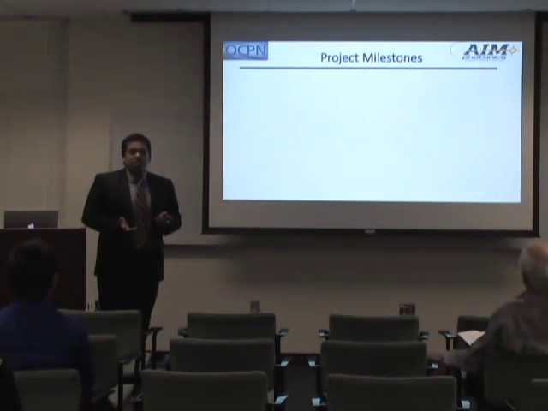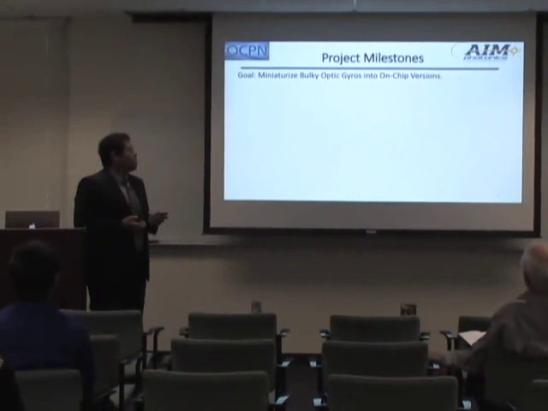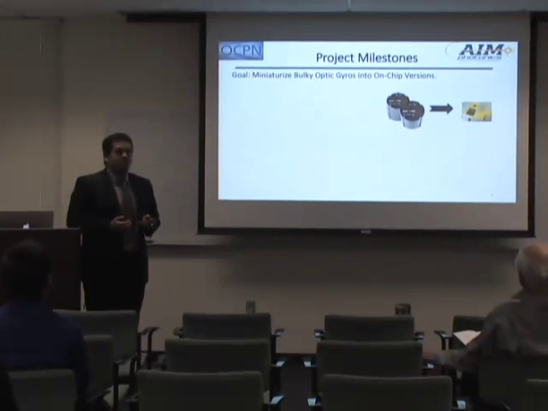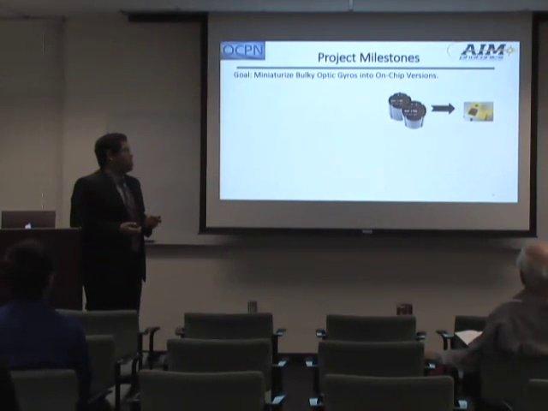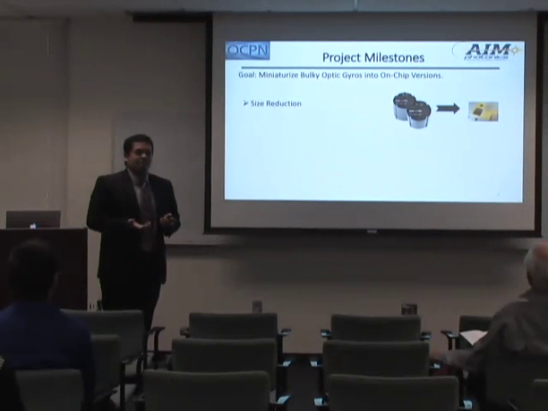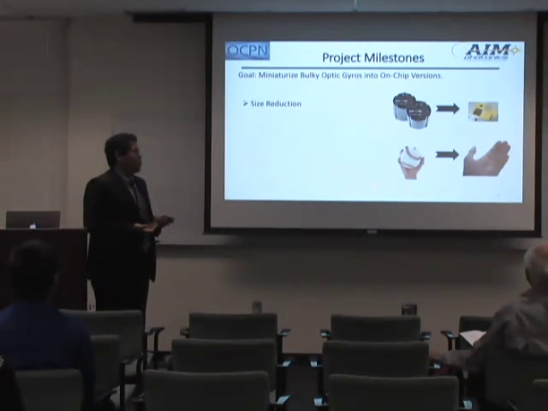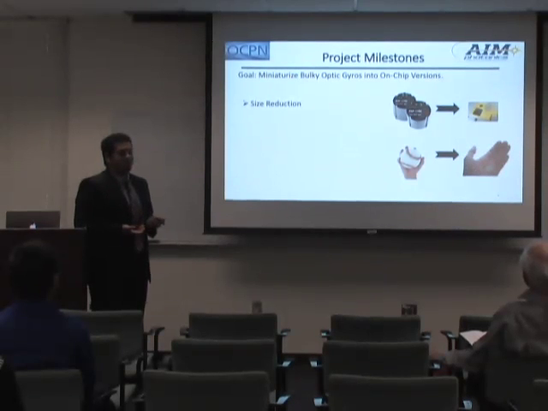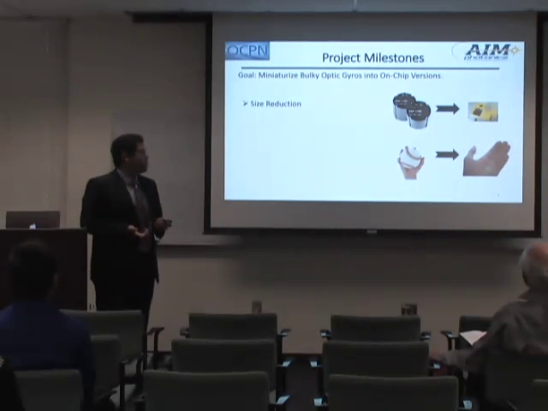And so for our project, the main goal is to miniaturize the bulky optic gyro models into smaller on-chip versions. And so in terms of size reduction, the scale that we're looking at is something that is equivalent to the size of a baseball to something that is equivalent to the size of a quarter. So it's a pretty sizable reduction.